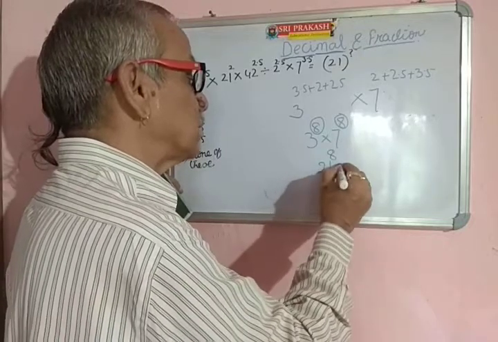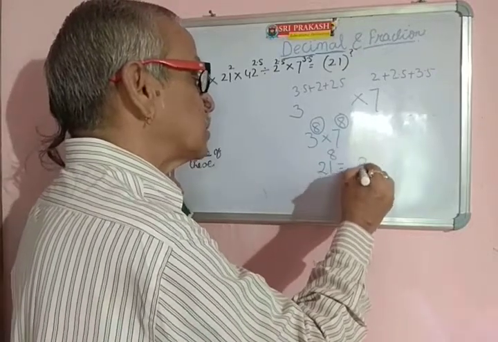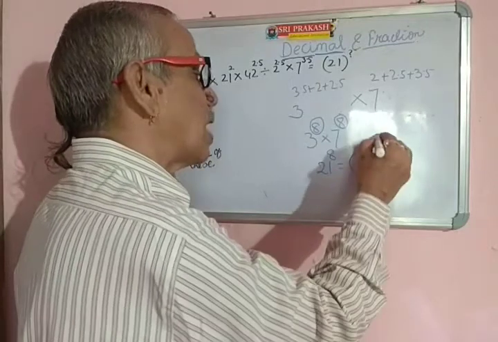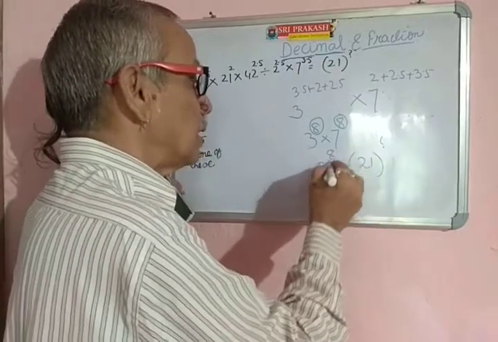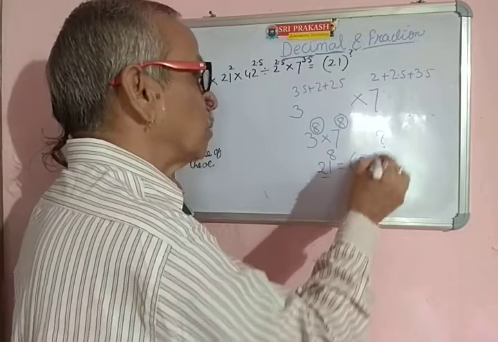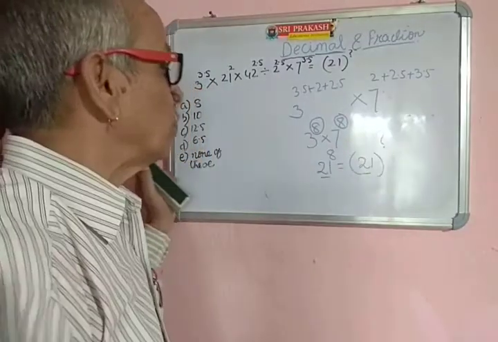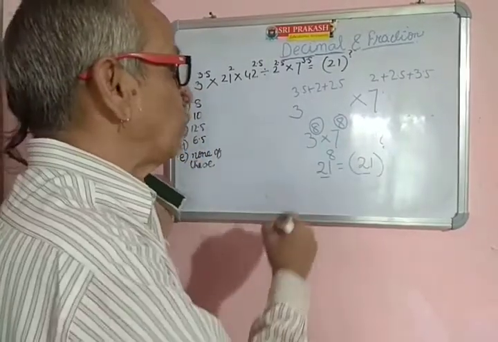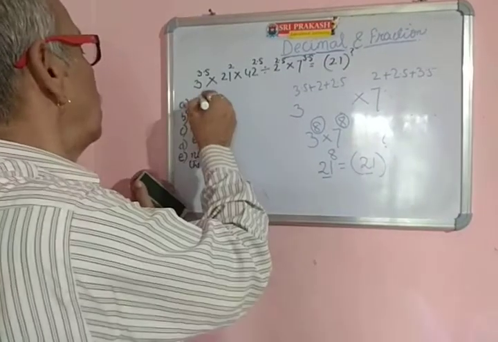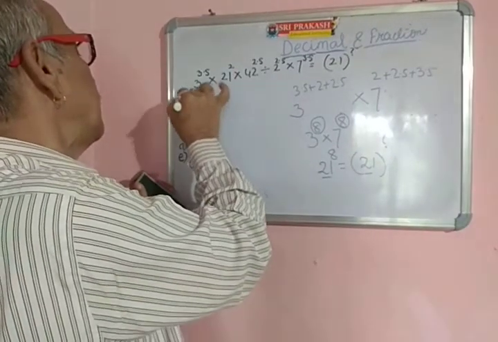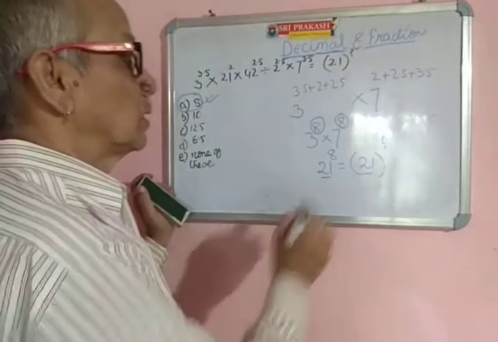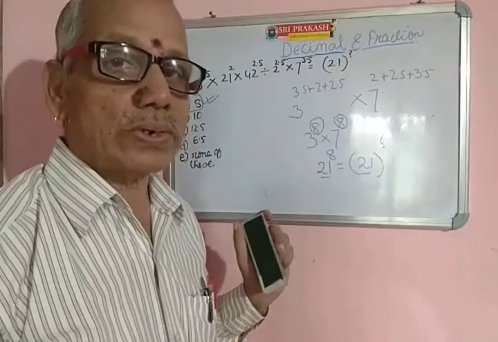This is your LHS. What is your RHS? 21 to the power of what? Here the bases are same, so the power should be same. So your answer will be 8. So A is the right answer. Yeah, I think you understood this problem.